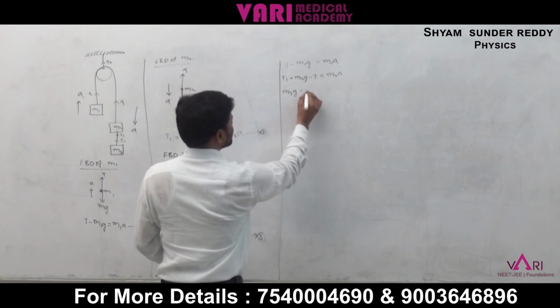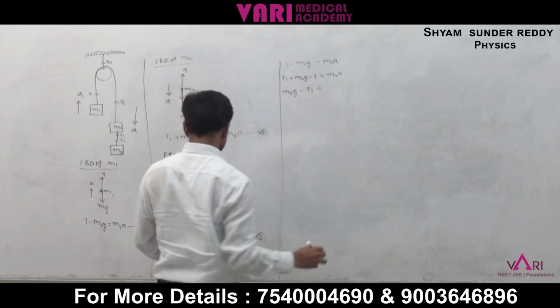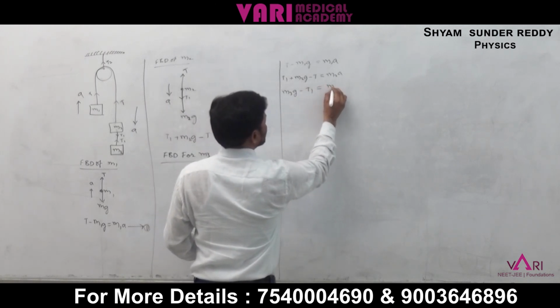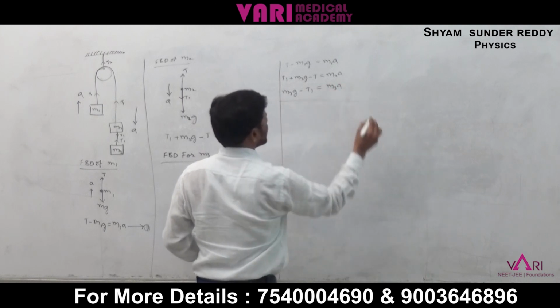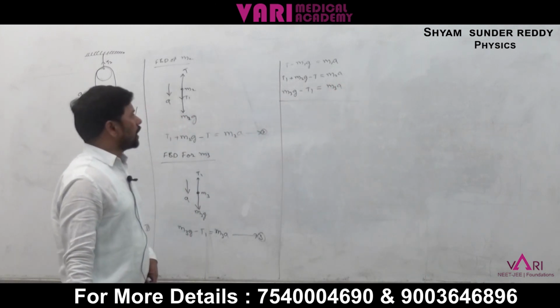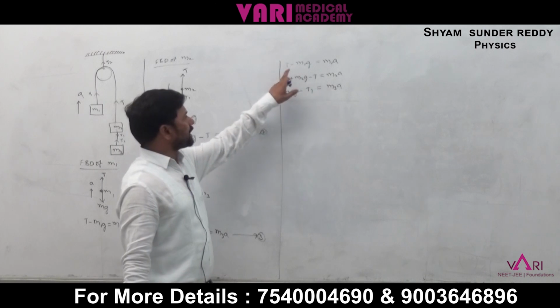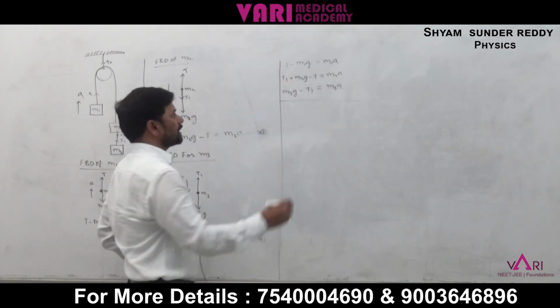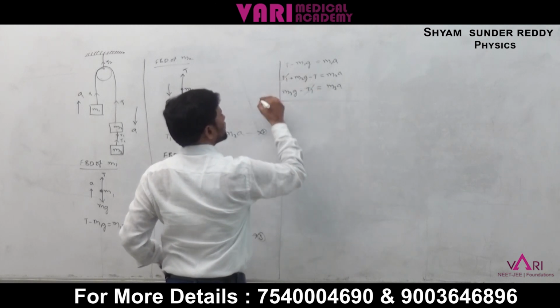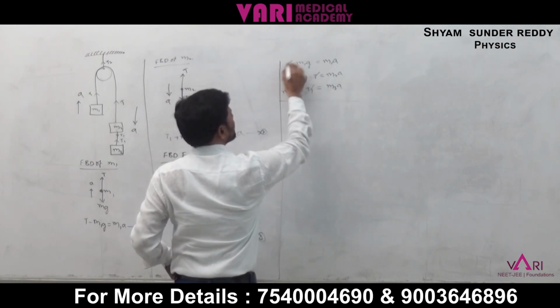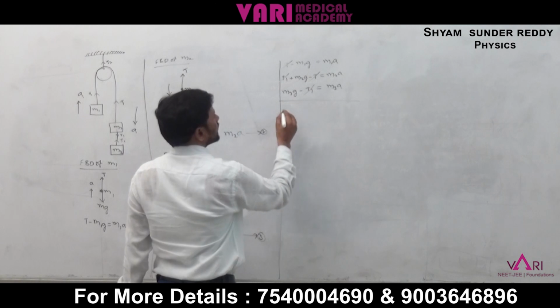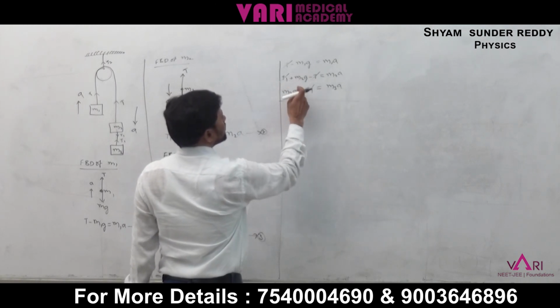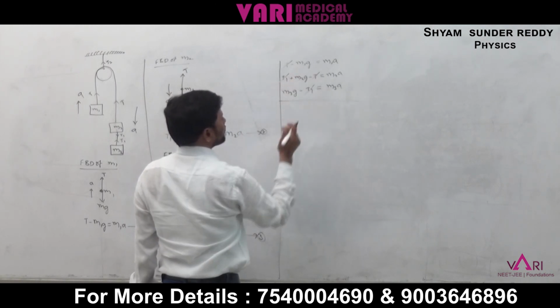Minus t1 is equal to m3a. Just add the 3 equations. Look at this: minus t plus t, minus t1 plus t1 will be cancelled. Then what do we have? m3g, m2g minus m1g.